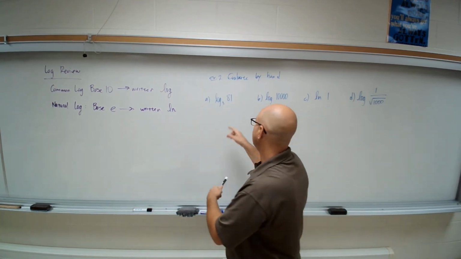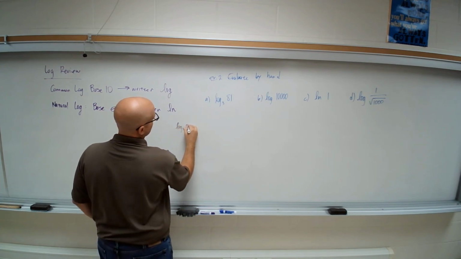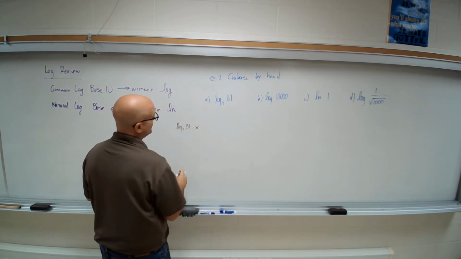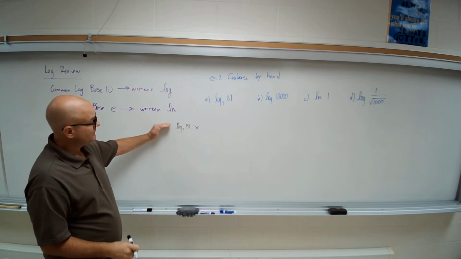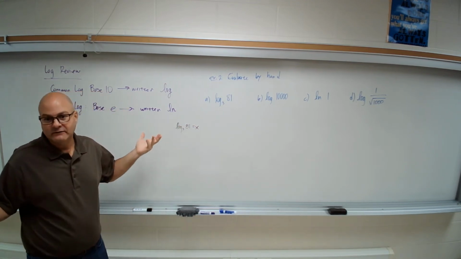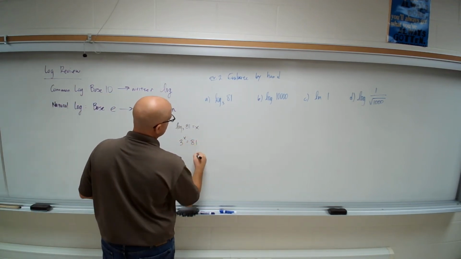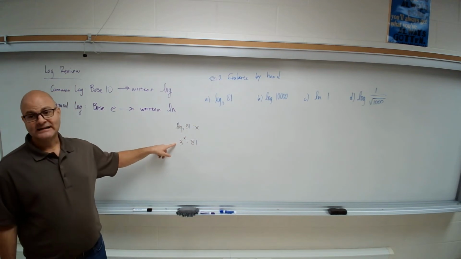So if you're stuck on these, a lot of times it's helpful to write that out. Log base 3 of 81 equals x, or whatever your favorite variable is. And then you switch forms, you get 3 to the x power equals 81. That's really what it's asking you here.